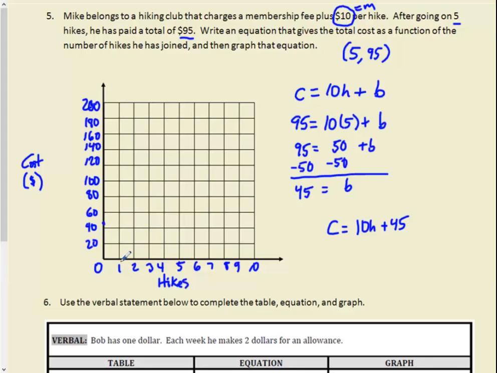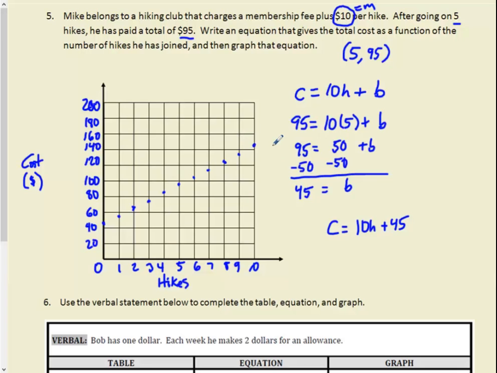So somewhere around there. You go on 1 hike, you pay the $45 plus another $10 for that hike itself, so you're up to 55. And then we keep going by tens. So 55, and then 65, 75, 85, and 95. There's the point that we already knew, 5 hikes, $95. Then 105, 115, 125, 135, and by the time you take 10 hikes, you're up to $145.